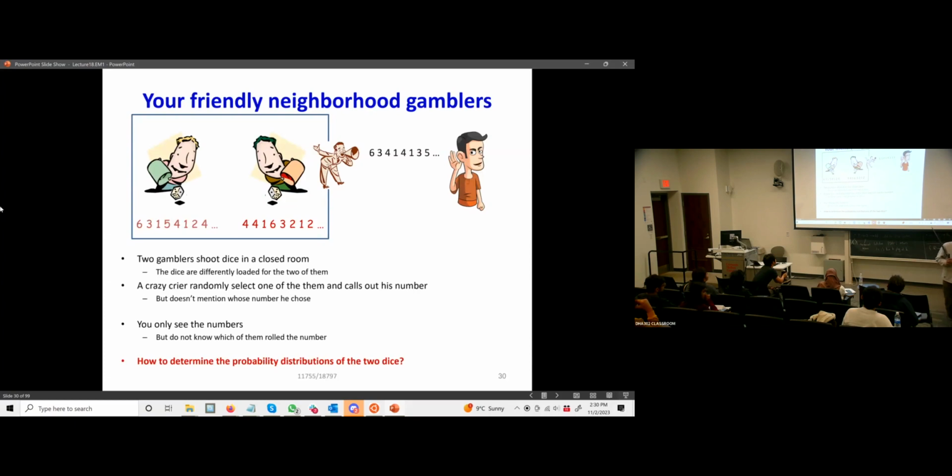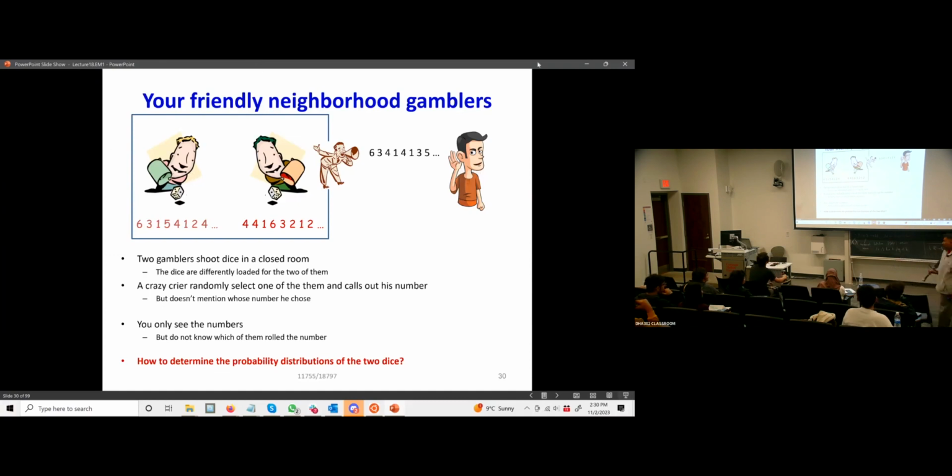I have 2 of these guys rolling dice in a room, and there's a fellow standing at the door. He's the one calling out the numbers. There's a red guy and a blue guy. The red guy is rolling a red dice, and the blue guy is rolling the blue dice. At each turn, this guy randomly selects one of the 2 and then calls out that person's number. Based on just the collection of numbers that he calls out, how do you decide the probability distribution of the individual dice?